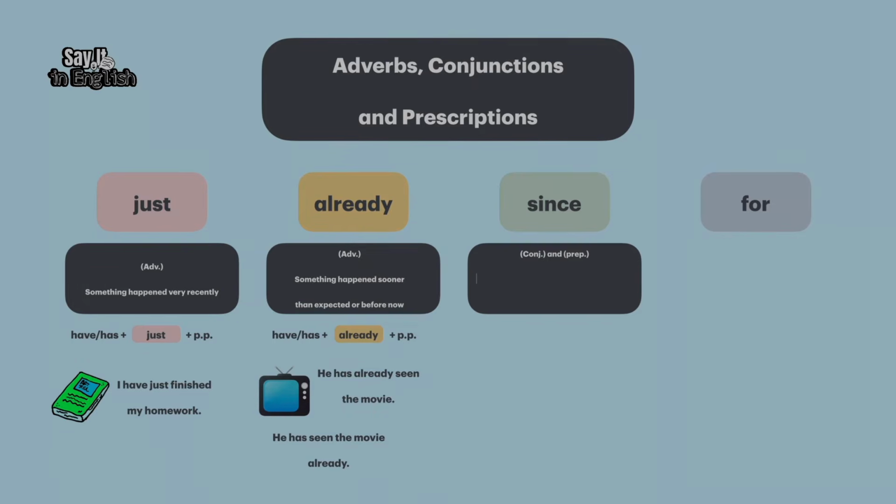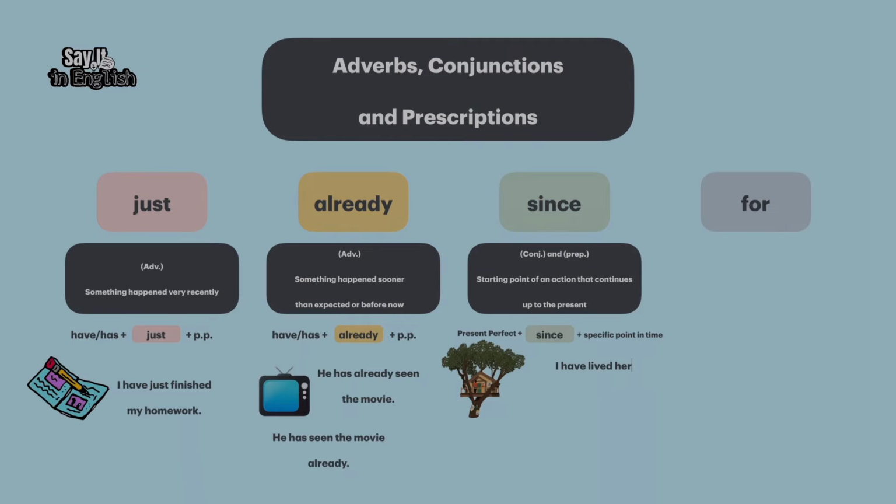Since can be a conjunction, also a preposition. It specifies the starting point of an action that continues up to the present. As a preposition, since comes between a present perfect sentence and the time reference. For example, I have lived here since 2010. As a conjunction, since comes between a present perfect sentence and a clause. For example, I have lived here since I moved to the countryside.